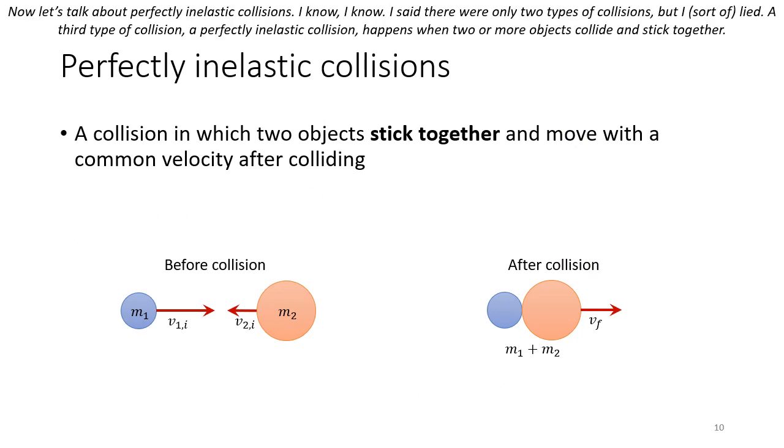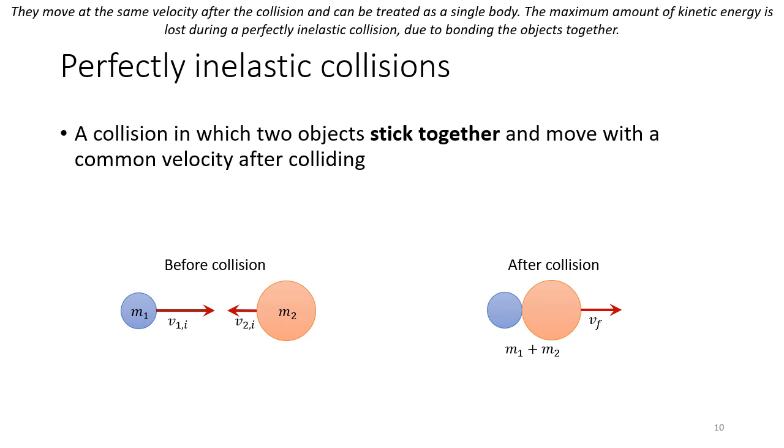Now let's talk about perfectly inelastic collisions. I know, I said there were only 2 types of collisions, but I sort of lied. A third type of collision, a perfectly inelastic collision, happens when 2 or more objects collide and stick together. They move at the same velocity after the collision and can be treated as a single body. The maximum amount of kinetic energy is lost during a perfectly inelastic collision due to bonding the objects together.